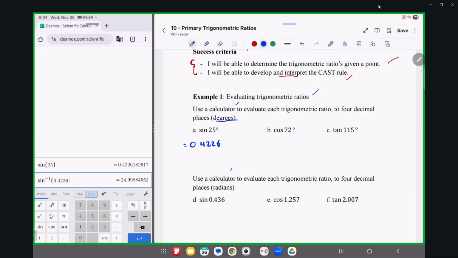Next one is cos of 72. So we type cos 72. There it is. So we get 0.3090. And we're going to use 4 decimal places because that's what the question wants. Last one is tan of 115. We're going to get negative 2.1445.